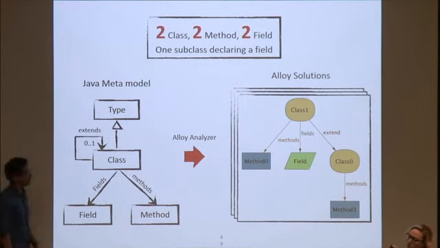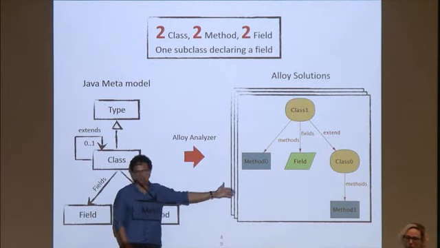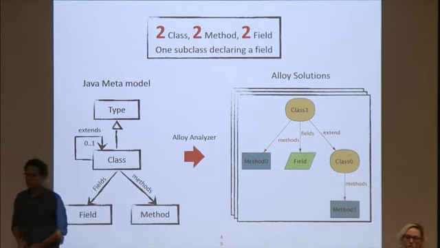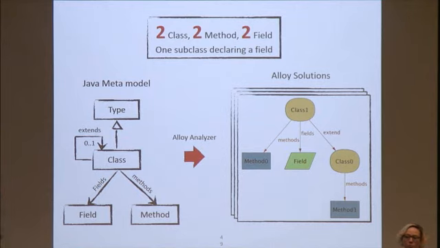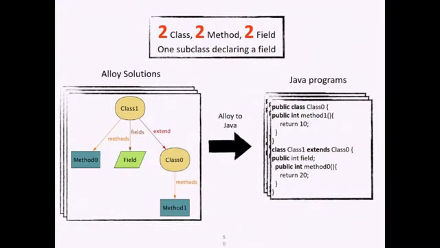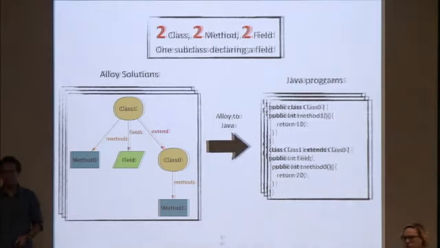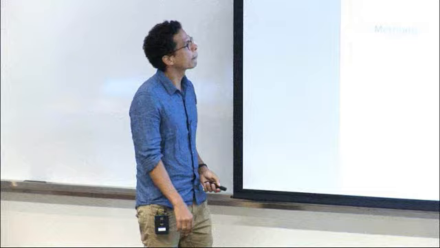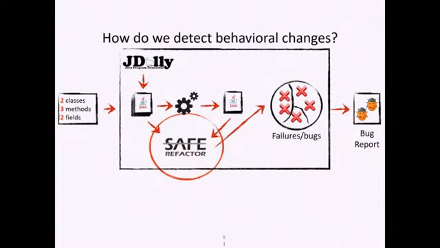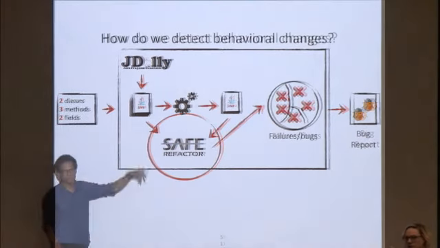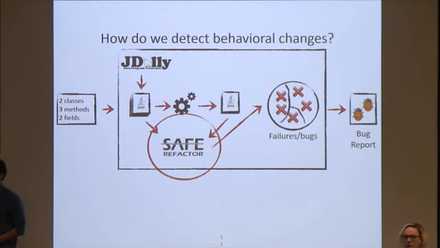So each one of these instances represents a Java program that we want to synthesize. And finally, we translate each one of these programs to concrete Java code and use these programs to test the refactoring tools. So this is how we automatically generate programs as test inputs for refactoring tools.